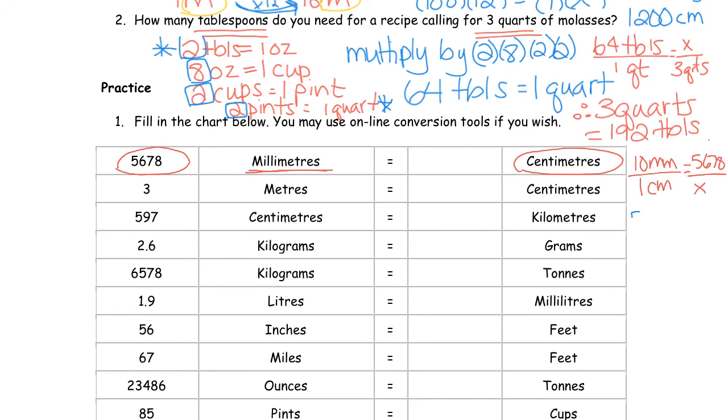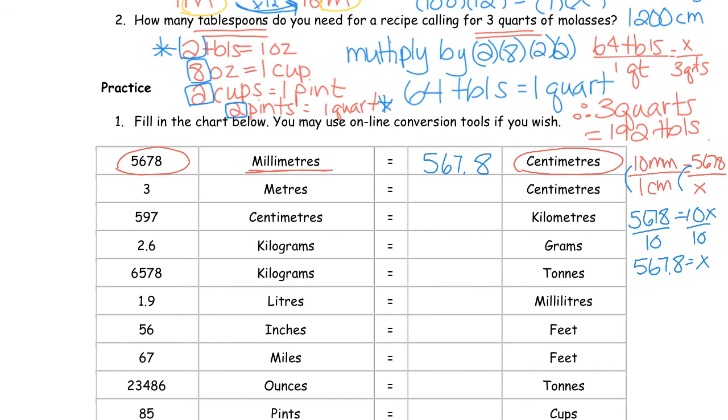And so then here I can cross multiply. So I would have 5,678 is equal to 10 times X. And to get the X by itself, I would divide both sides by 10. So I would get 567.8 is equal to X. So we'd have 567.8 centimeters, okay? Or I can recognize another way to do this is moving from millimeters to centimeters, we would divide by 10, right? So I would divide by 10 to get centimeters.